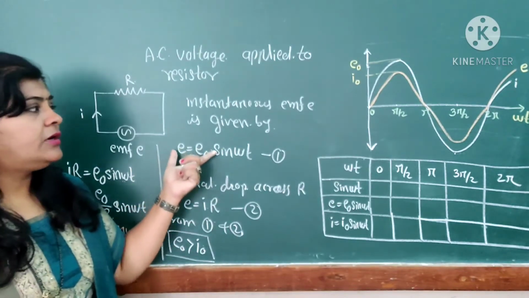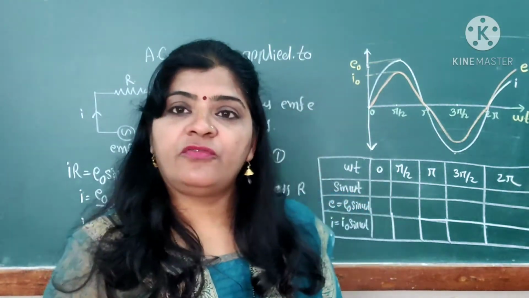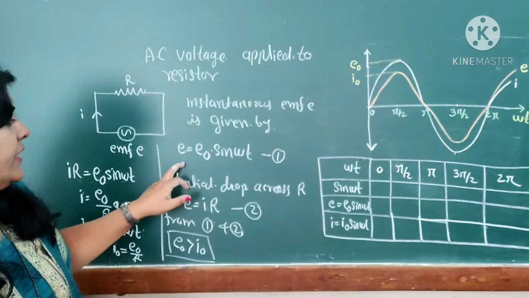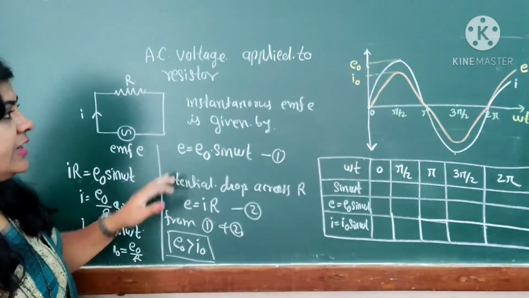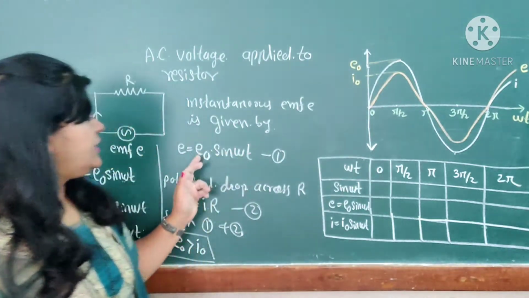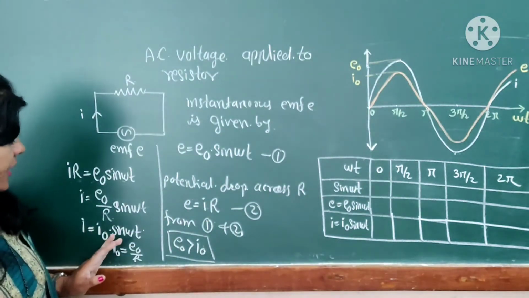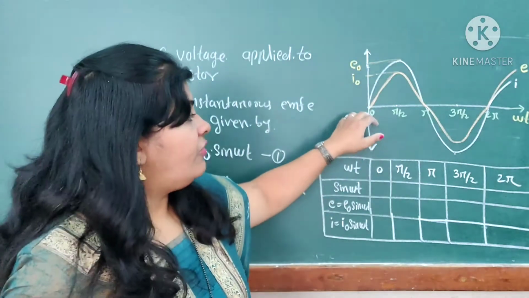Now we will draw the graph of these rotating vectors. Phasor vectors are there. Two phasors we consider here, the EMF and the current, that is the voltage and the current. And from these two equations, E is equal to E naught into sin omega t, I is equal to I naught into sin omega t, we will draw the graph.